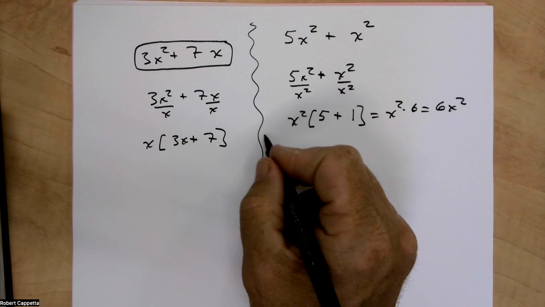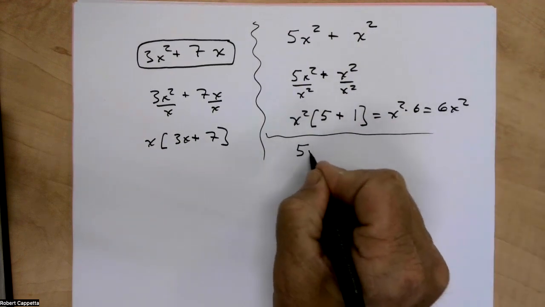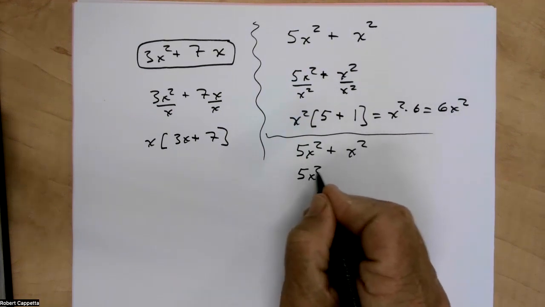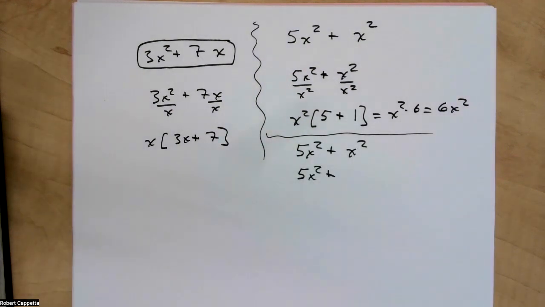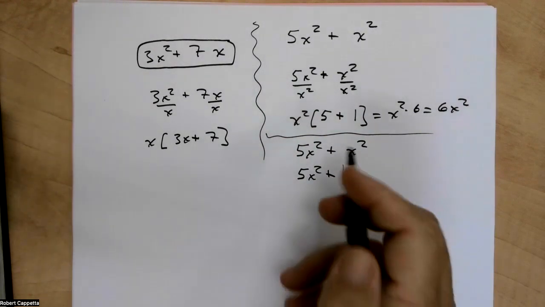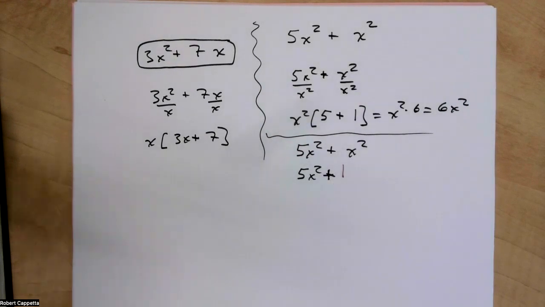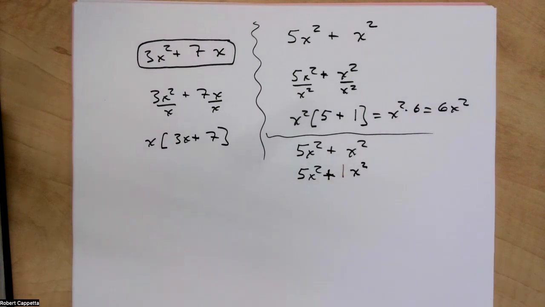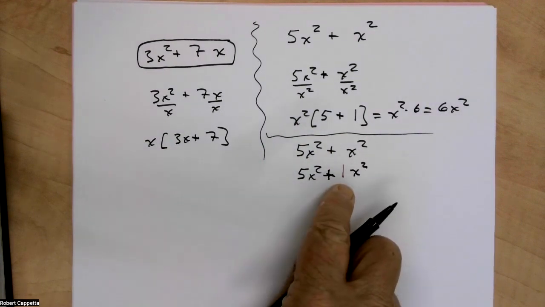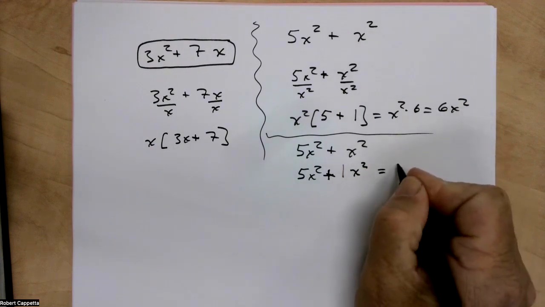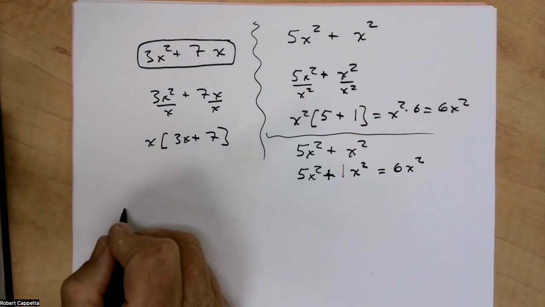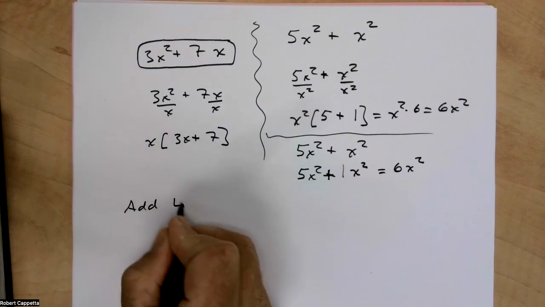Now, the simpler way to get there, recognize we started with 5x squared plus x squared. Let's instead make that 5x squared plus 1x squared. If there's no number in front of the monomial, in front of that term, I can go ahead and put in a 1, because x squared is the same as 1 times x squared. Now, 5x squared plus 1x squared, I think you can see is going to be 6x squared. So the key idea is we add like terms.